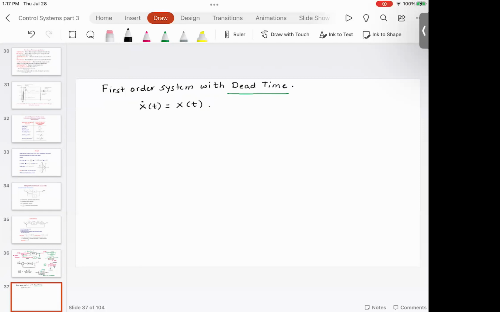And if you look at the standard form for the first order system, this is something like 1 over tau s plus 1. Typically the first order system is expressed as tau s plus 1, where tau indicates the time constant. And this time constant is an indication of how fast or how slow the system responds. If the time constant is very large, the system is going to be super slow. If the time constant is close to 0, the system would be quite fast.